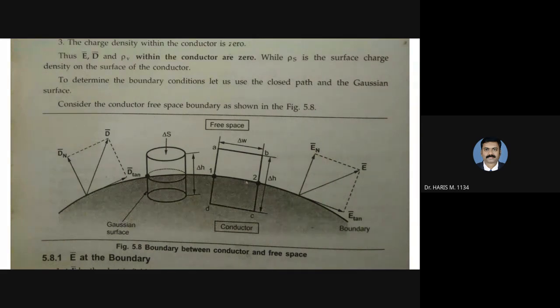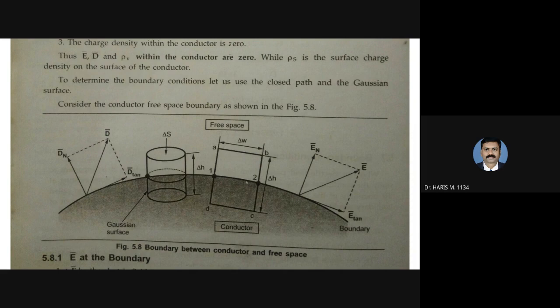See the right side, the electric field is also represented depending upon the direction of the electric field. The electric field is also resolved into two components: the tangential component, which runs along the curved surface, and the normal component, which is perpendicular to the point on the surface. In between these two, we have two types of surfaces shown here. We can assume one is like a cylindrical shape and another is like a rectangular shape, right?